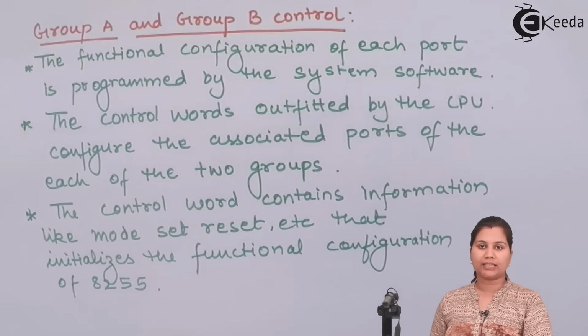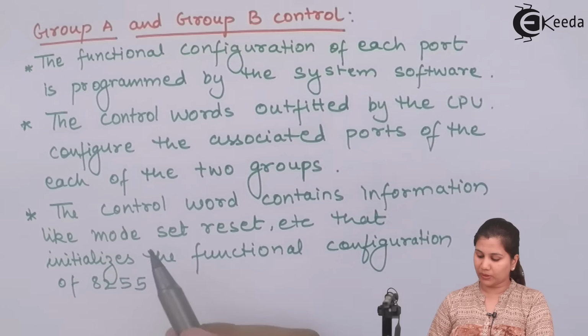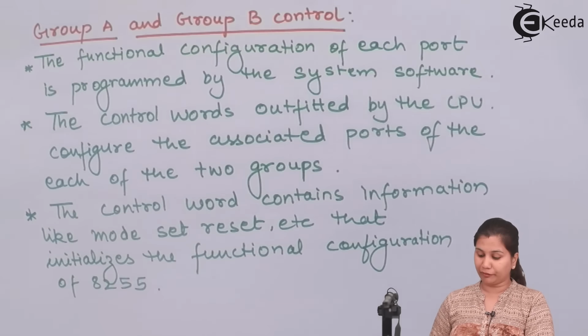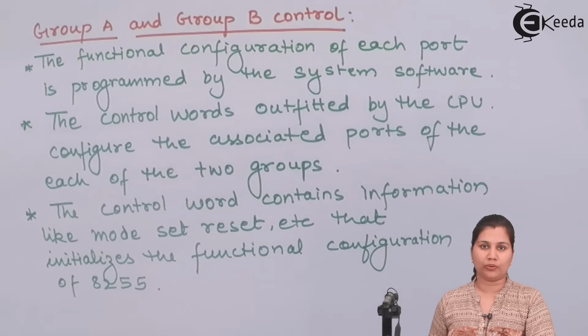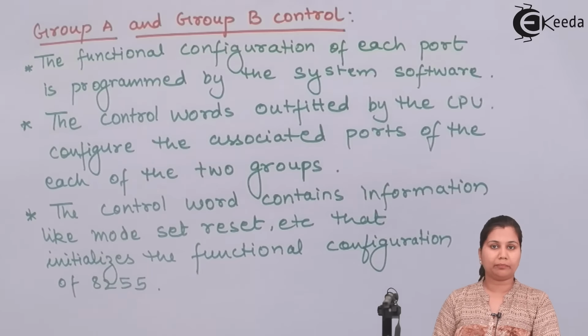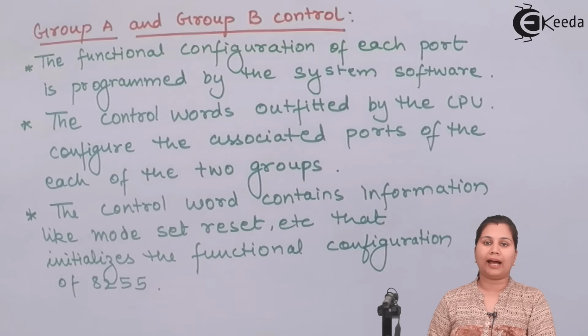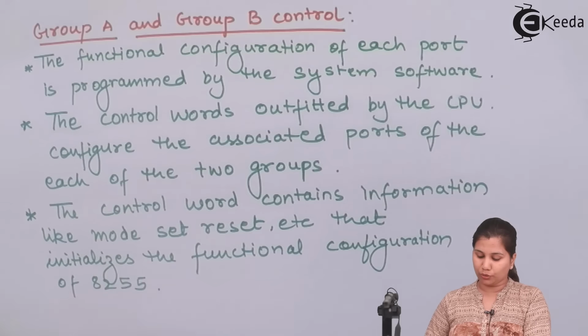So the control word contains all the important information like the mode, set, reset. This information initializes the functional configuration, or we can say that the control word decides in which of the modes the ports of the 8255 will work. This control word is provided by the CPU of the microprocessor, and the CPU writes this control word into the control register. For the control register we have the write signal, and the control register cannot be read by the microprocessor, so it has only the write signal associated with it.